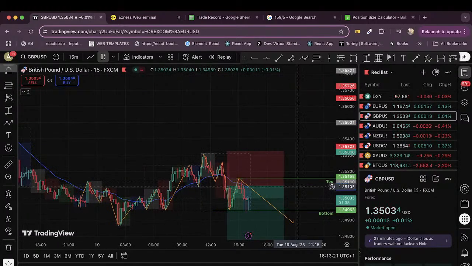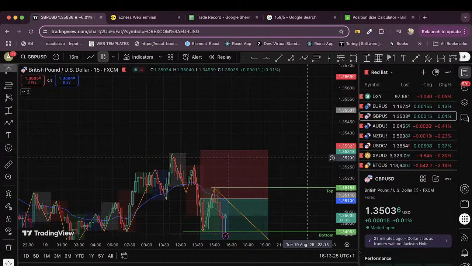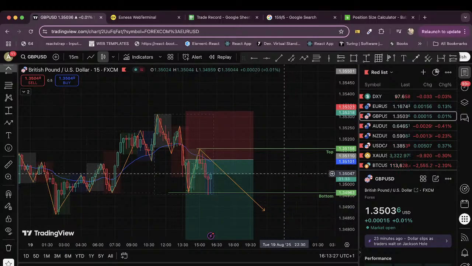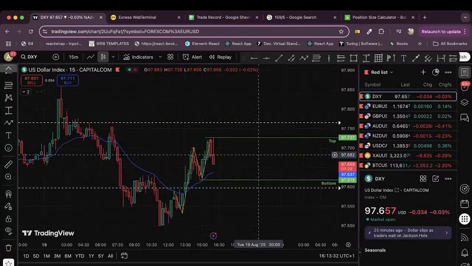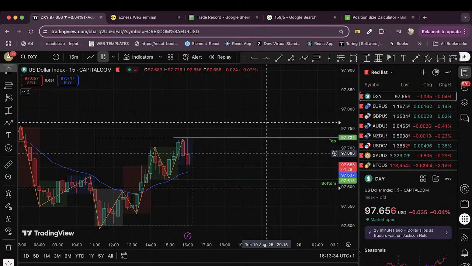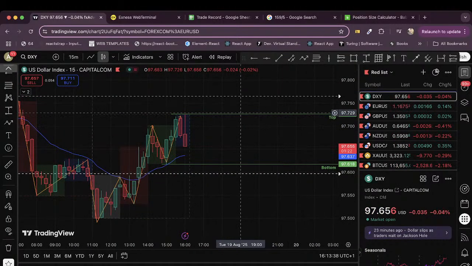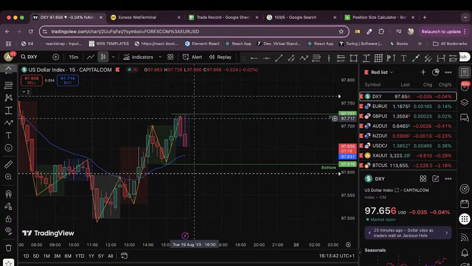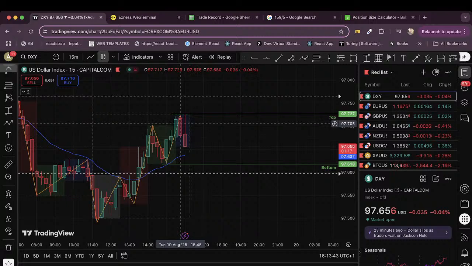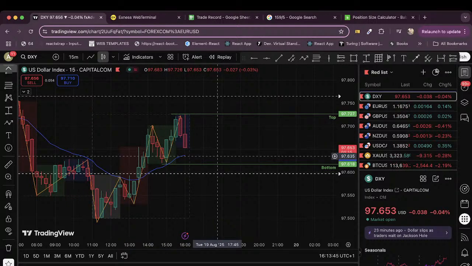Okay, British pound is giving up the ghost, and I know why. The reason why is because DXY also has given up the ghost. So guys, this market is invalidating now. You can see that bearish, you can see that red candle coming in. That's a very bearish one, and it's heading for the bottom there.